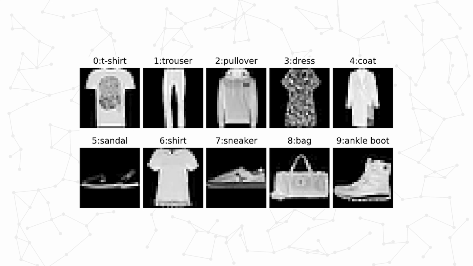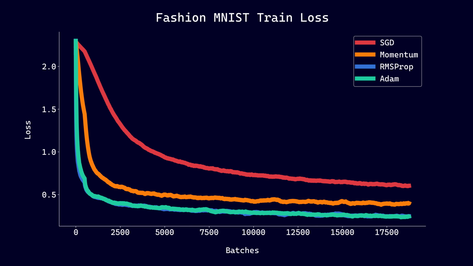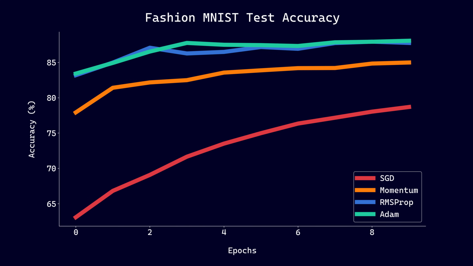First, let's start off with the Fashion MNIST dataset, where the task is to correctly predict the label of these clothes. The first graph shows the training loss over 10 epochs of training for each optimizer. The results are what we expected, with ADAM and RMSprop performing much better than SGD and SGD with momentum. This is also apparent when we look at how the test accuracy increases over time.